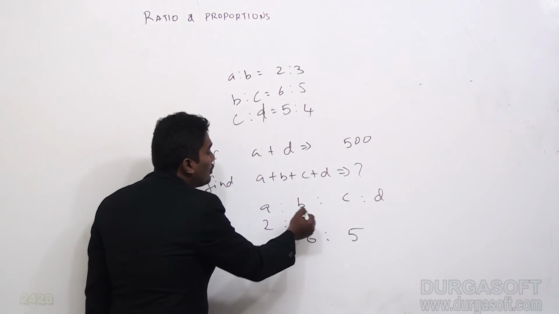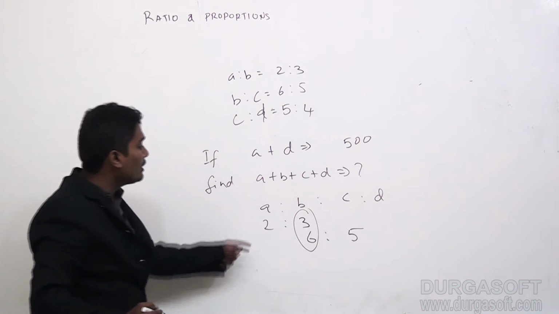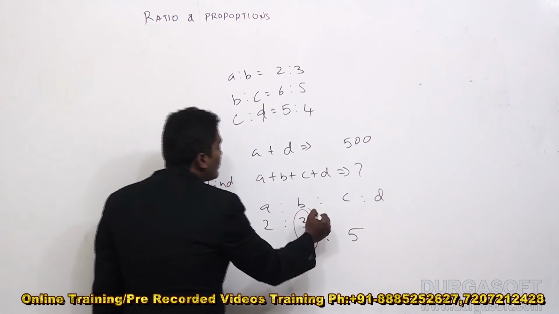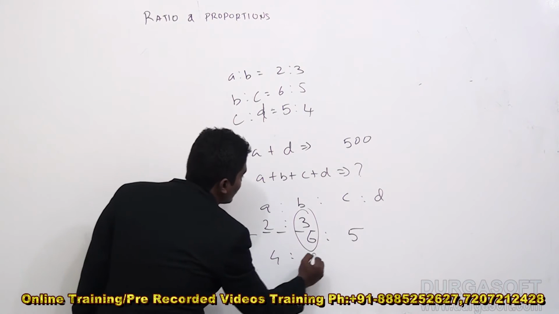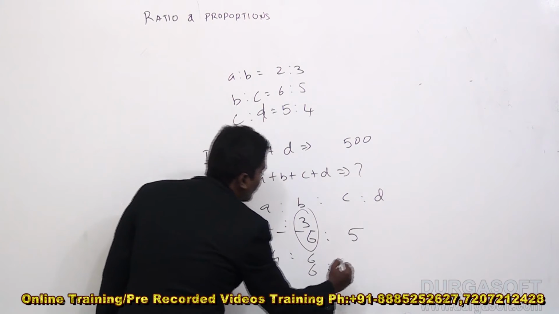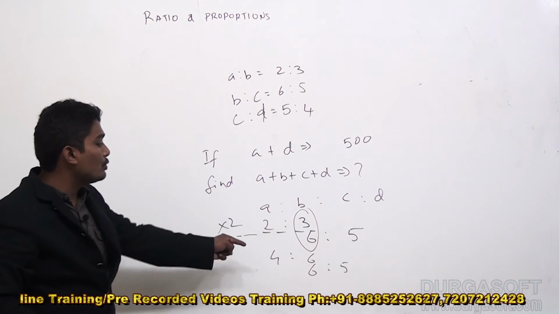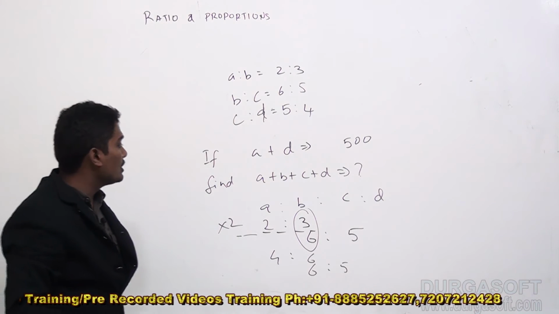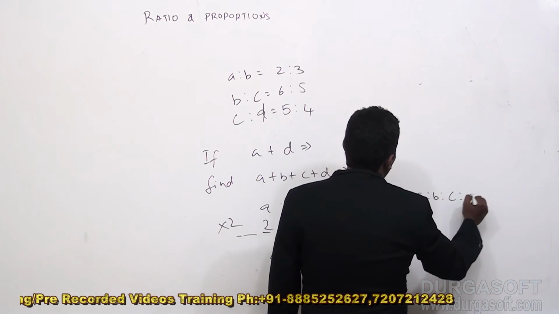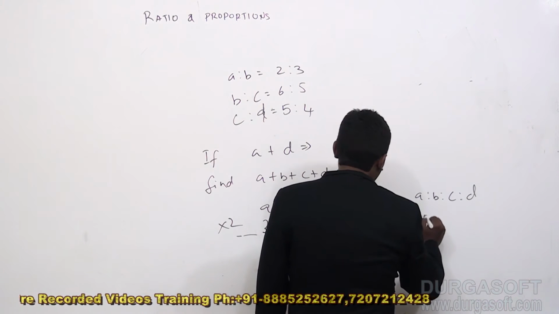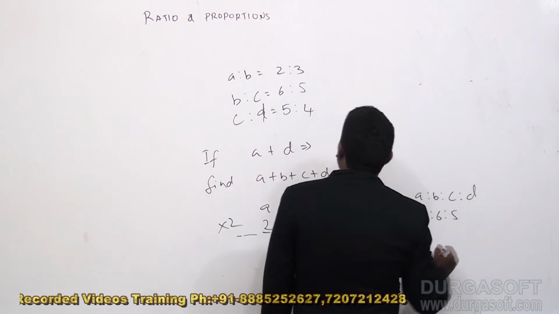So in this case 2 is to 3 and 6 is to 5. I will need to make the common number same. So to make the common number same, I will multiply the first part by 2. So this will become 4 is to 6 and 6 is to 5, which means I will get the ratio of a is to b is to c as 4 is to 6 is to 5.